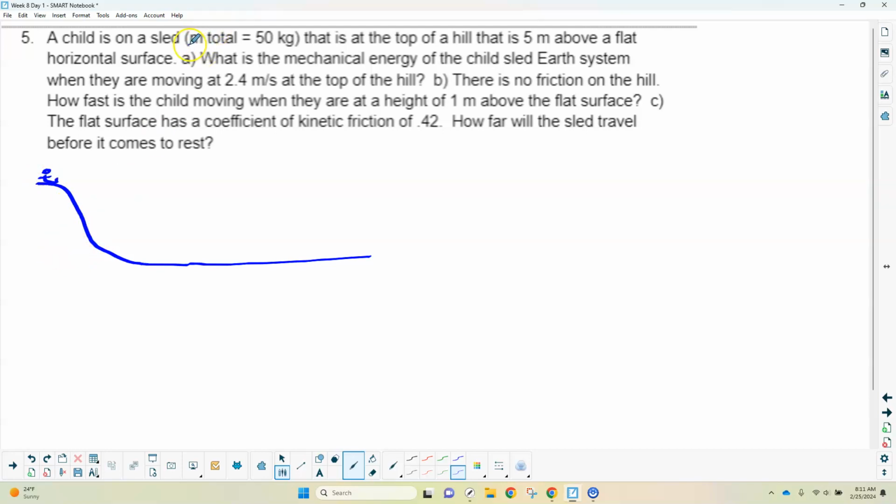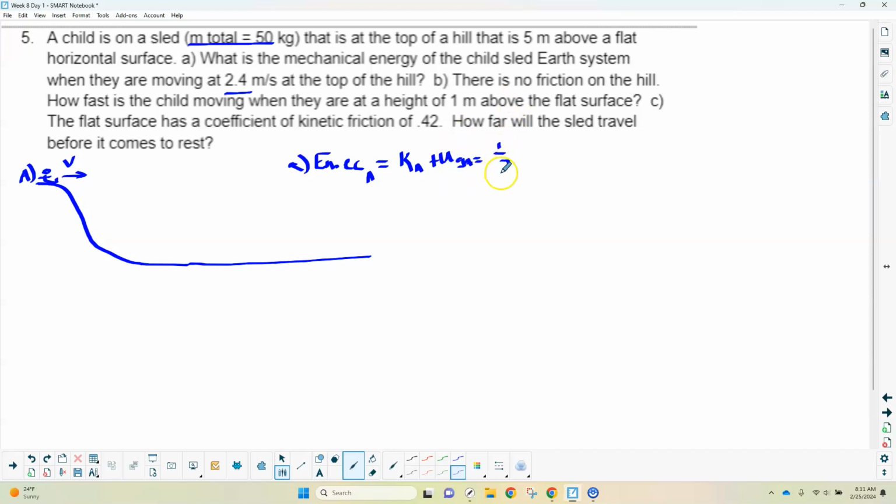It tells us the mass of the sled and the child together. And it says what's the mechanical energy of the child or system when it's moving at 2.4 meters per second at the top of the hill. So it's moving, it's got a velocity. I'm going to call this A for part A because that's what we're trying to figure out here. So the mechanical energy at A is made up of two different types of energy. It's got kinetic at A and potential due to gravity at A. So those are the two energies. We just have to figure them out and add them together, so it's not overly complicated.